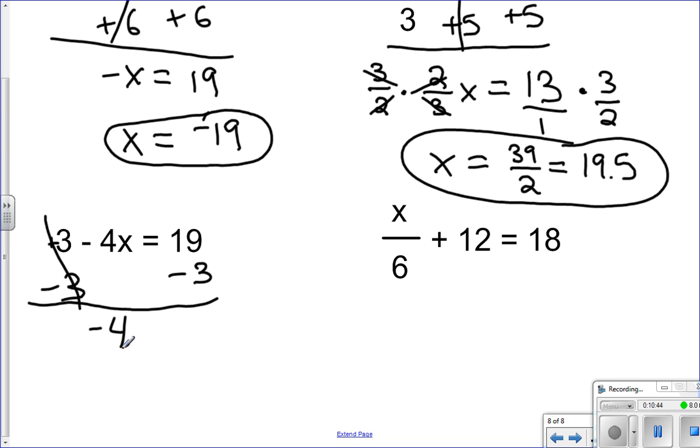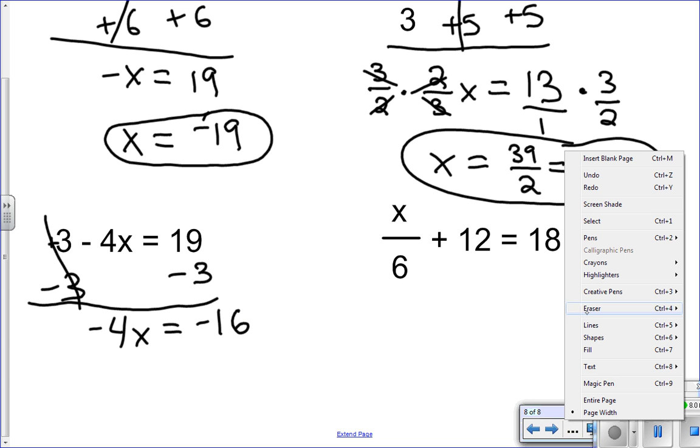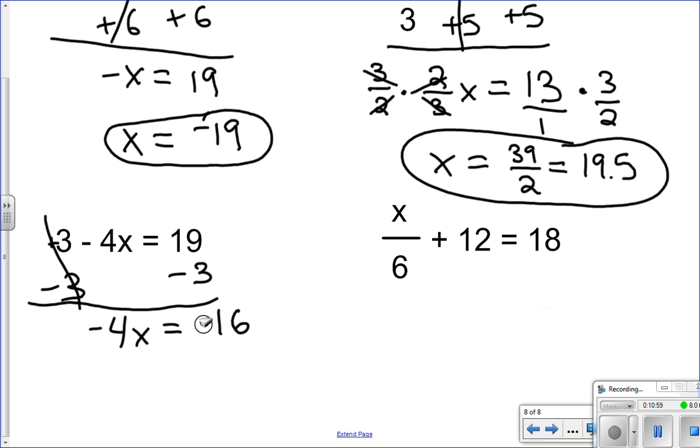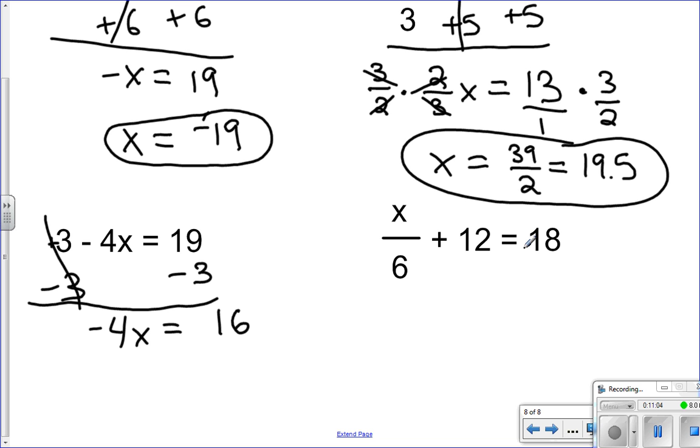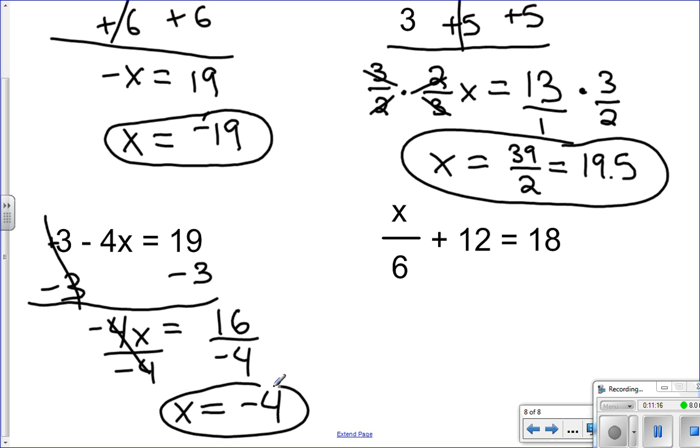So I'm left with negative 4x equals 19 minus 3, negative 16. Or, sorry, not negative 16, positive 16. Let me erase that for you. Then, negative 4x equals 16. Divide both sides by negative 4. I'm left with x equals negative 4. Because 16 divided by negative 4 is negative 4.